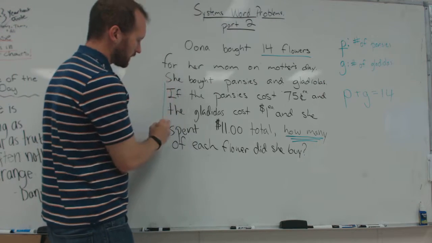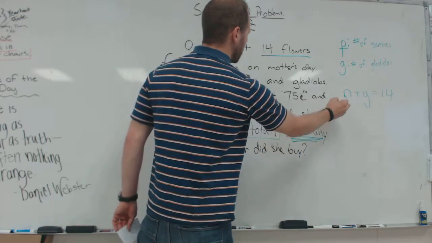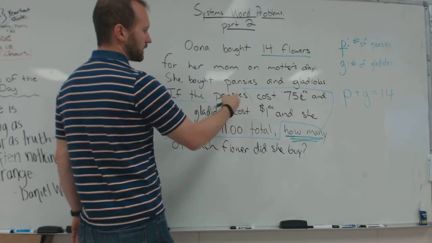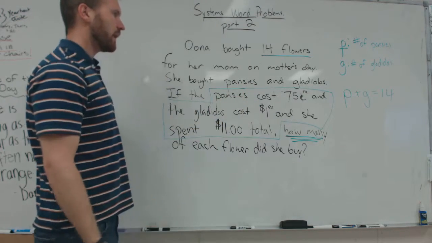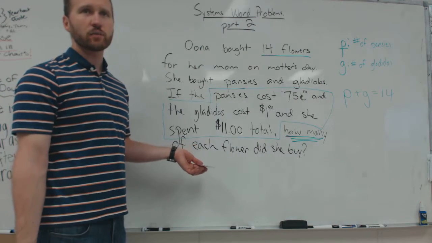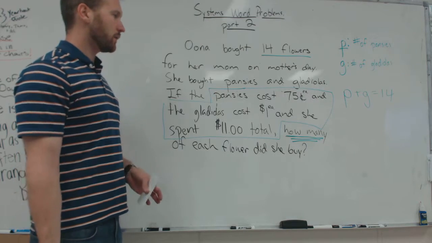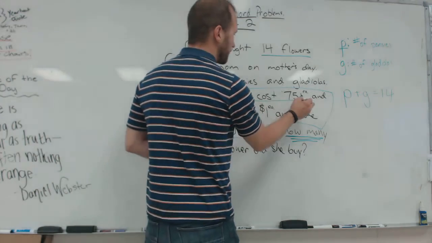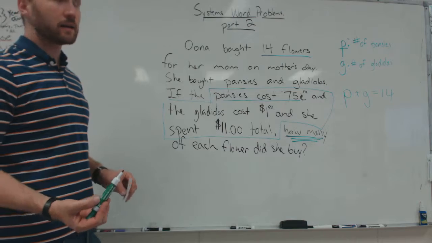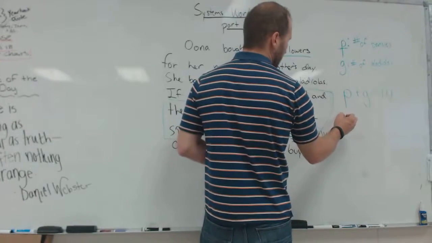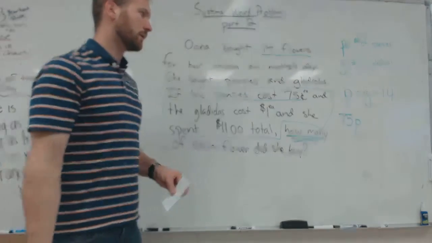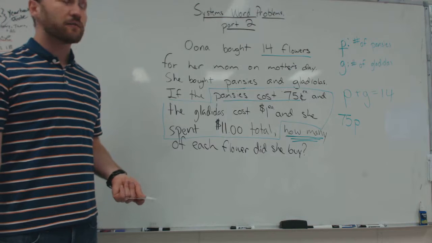Now we have all this information down here, and it's not always all going to be together like this. Pansies cost 75 cents. Gladiolas cost $1. She spent $11. And this is the new part, the part that's kind of a trick. When I see pansies cost 75 cents, the way that I can write that into my equation is I can say 75 times P, 75P.